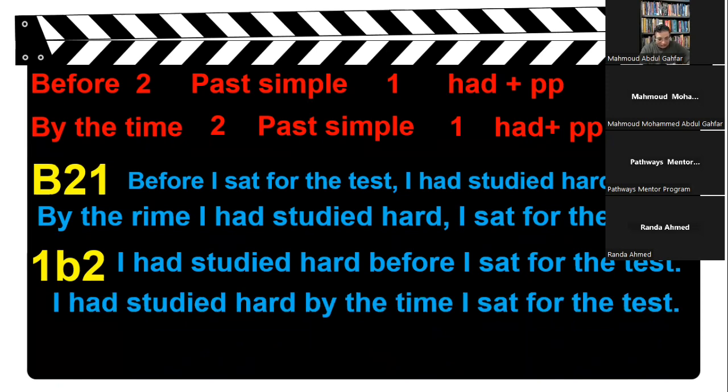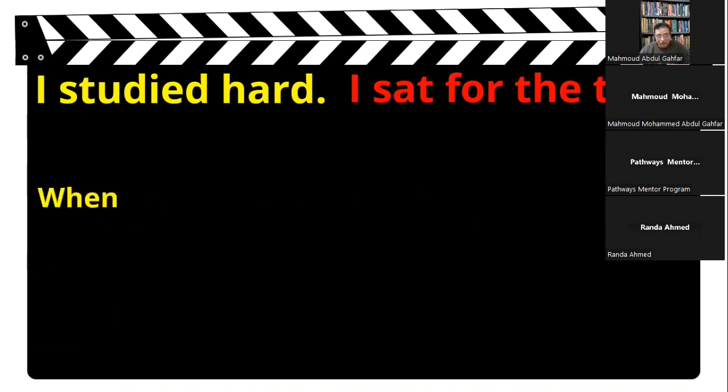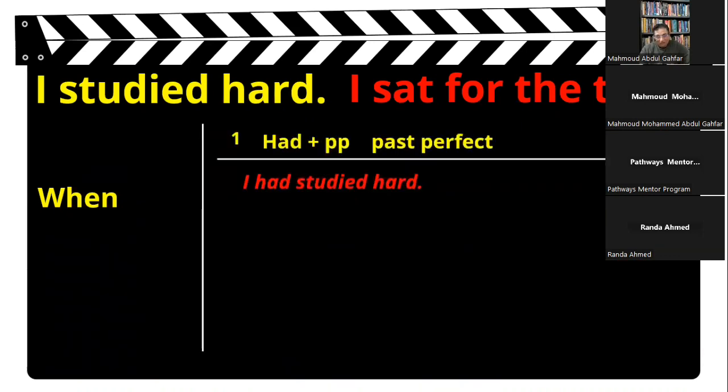This is by the time in the middle of the sentence: I had studied hard by the time I sat for the test. Good. The same sentences here: I studied hard and then I sat for the test. So if I ask you to join these two sentences using when as a time connector, when is the easiest one, because it can be followed by had plus the past participle and then past simple.